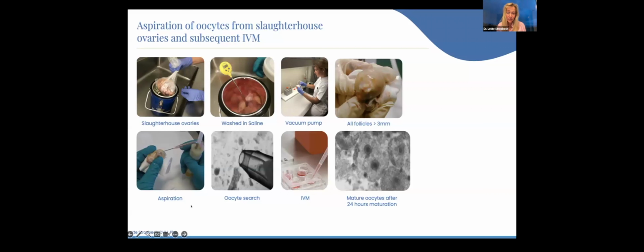After maturation, we have them looking like this. They all have expanded cumulus cells and they all stick together. And you can move 40 oocytes all together in just one pipette of 60 microliter medium.